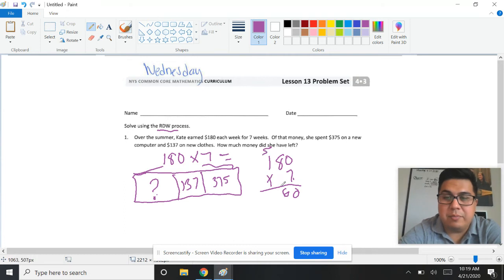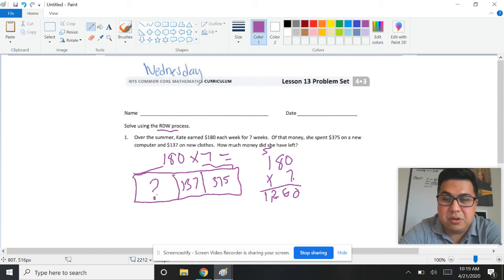We're going to put our 5 up there. We're going to do 7 times 1 is 7 plus 5, and that's going to get you 12. So we know that she made $1,260, but that doesn't tell us how much she has left yet. So now we got to figure out how much she spent.